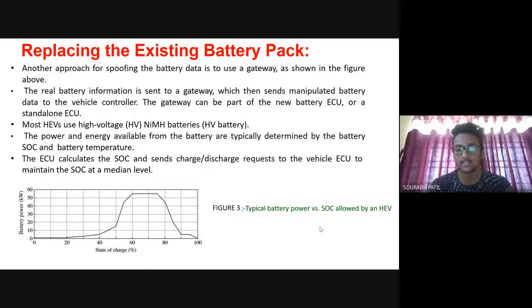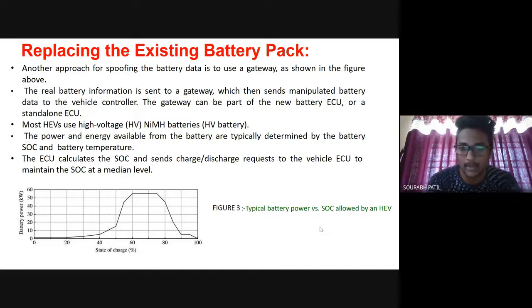Similarly, if the state of charge rises above 80%, then the battery ECU sends a request to the vehicle ECU. Then the vehicle ECU sends this request to the motor in order to make the battery discharge.